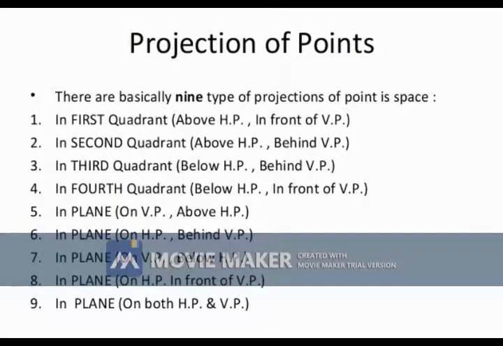Now recall the first slide that we have seen, right? In this, a hint is given to you that if a point is above HP and in front of VP, the point lies in the first quadrant. So the hint is, if it is above HP, you want to project on your HP and VP, right?